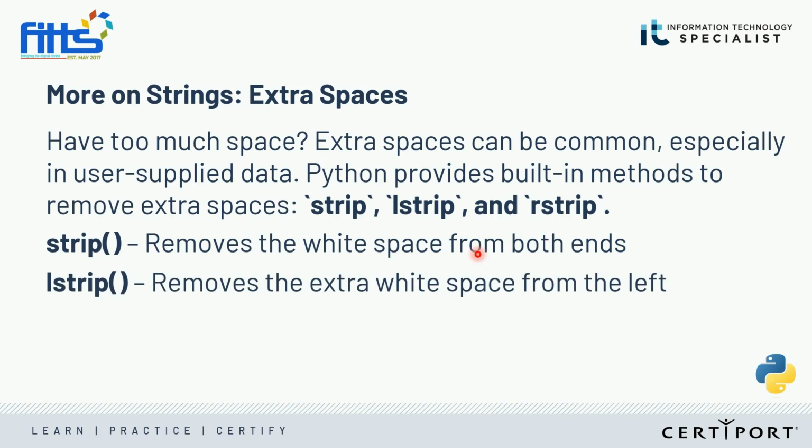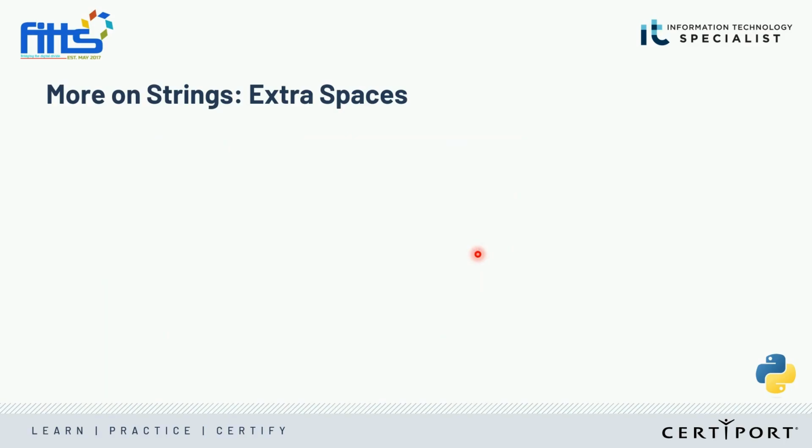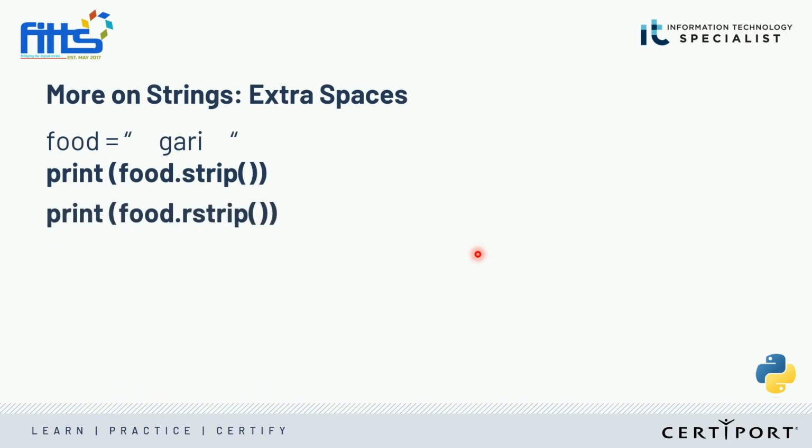Then lstrip removes the extra white space from the left. Then rstrip removes the extra white space from the right. So how do we do that? We have food is equal to Gary. If you want to use the method on it to remove the extra spaces at both ends, we can do that. Okay? So let's see how this is going to pan out.